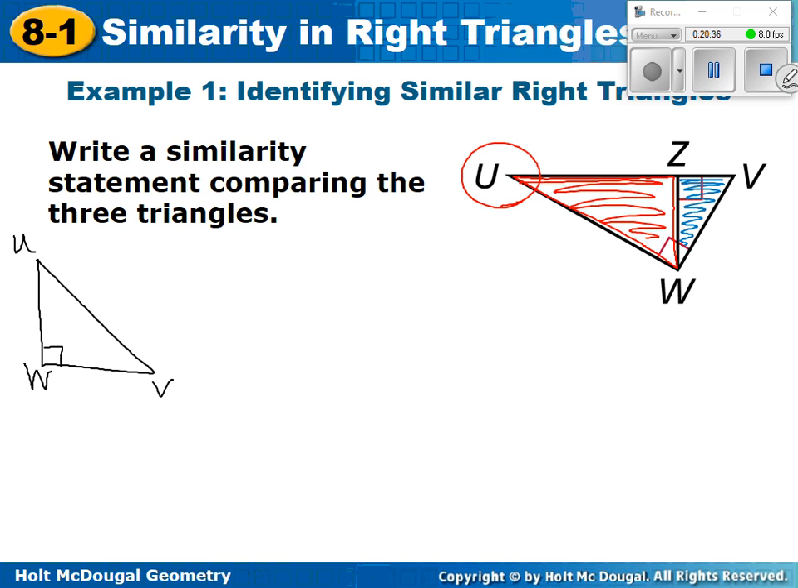So since U's at the top, when I redraw this red triangle, I want to draw it so that U's at the top. So this is U. What's my right angle in the red triangle? Z. So it's UZW.